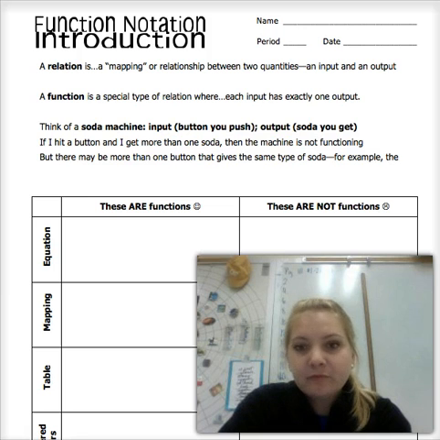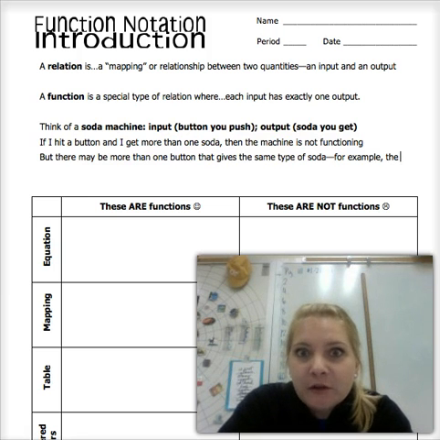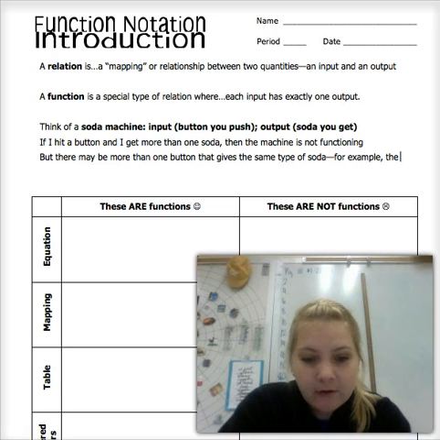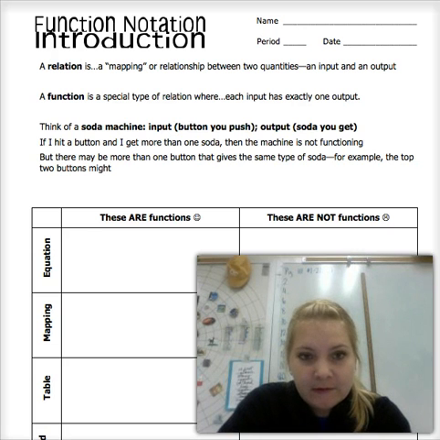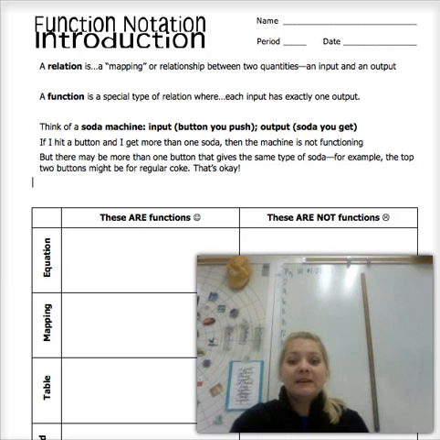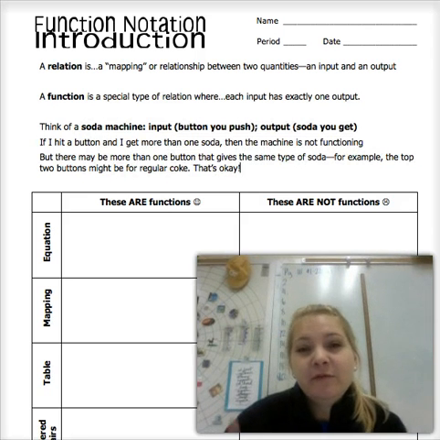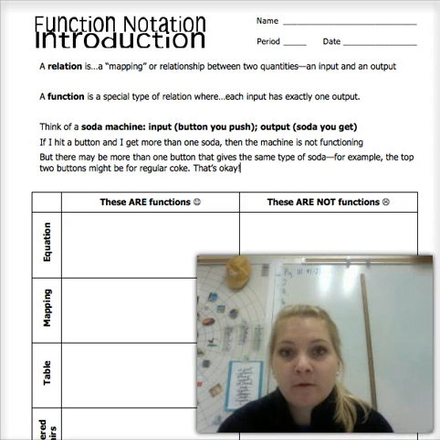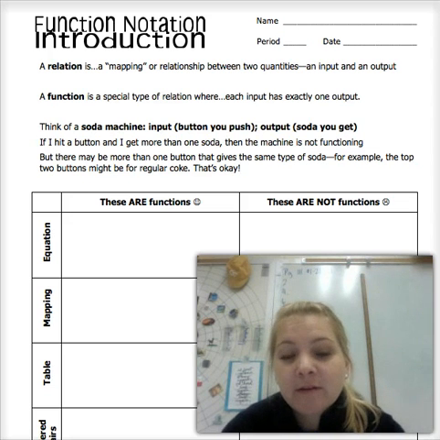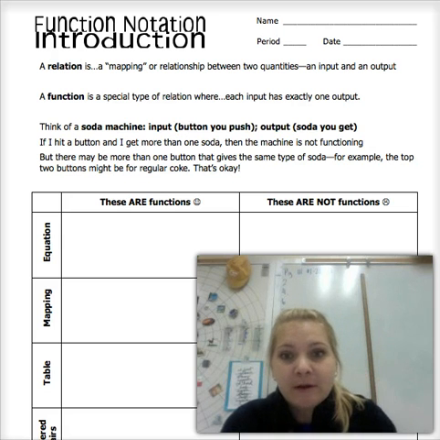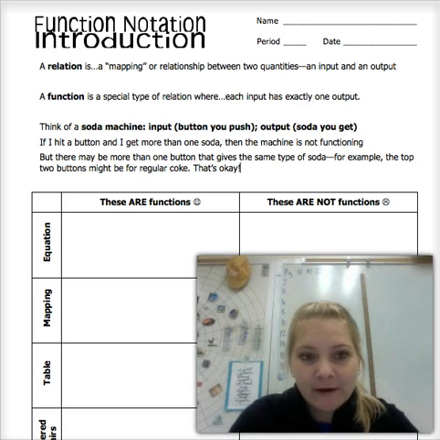For example, if you take a look at any of the soda machines, you may have two selections for regular Coke. So typically you'll see at the top two buttons might be for regular Coke. That's okay, since each button has its own unique soda. And another example, think about it with the soda machine. If you hit saying I want regular Coke and you get Diet Coke, you're getting a different output, so it's not working there. So each input, each button you push, you're going to get one soda out of it.